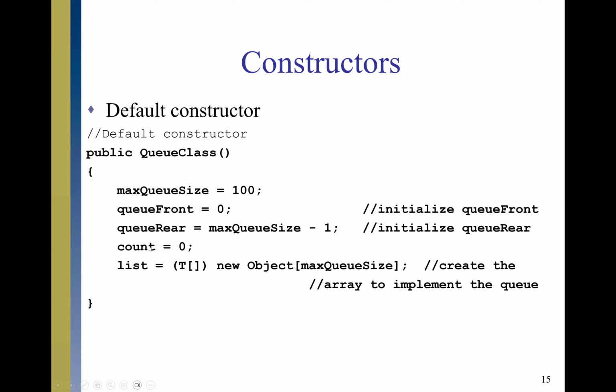The count will be a special variable that always returns the number of items we have in the queue. For example, if we insert an item in the queue, we increment the count by 1. If we remove an item from the queue, we decrement the count by 1. And this is a re-implementation. So we have the list using the template. The max queue size of the array is 100.